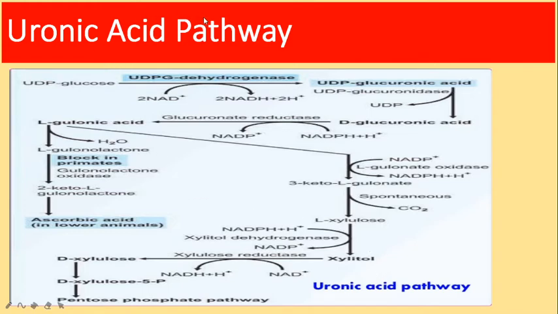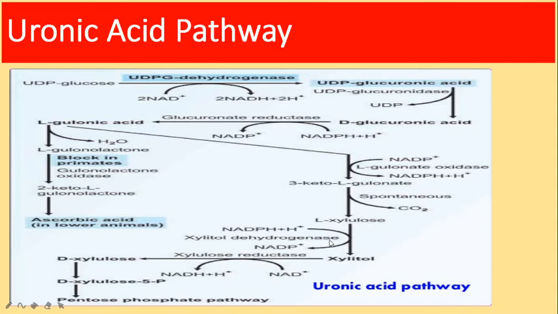So now this gulonate will undergo oxidation. It will be oxidized to 3-ketogulonate, which undergoes decarboxylation. First it will undergo oxidation to form 3-ketogulonate in the presence of the enzyme gulonate oxidase, which converts NADP plus into NADPH. Then this 3-ketogulonate will undergo spontaneous decarboxylation to form L-xylulose.